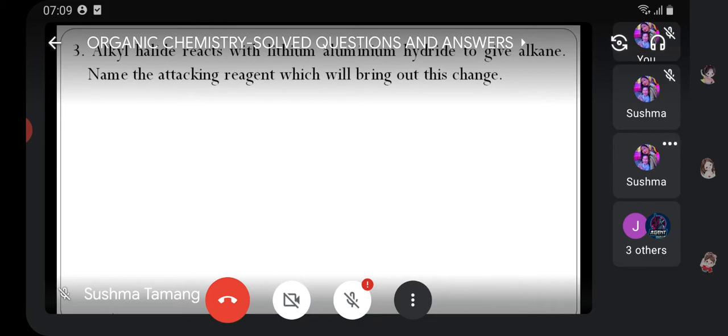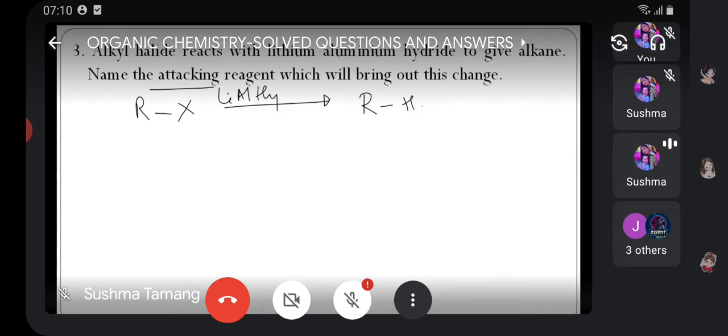Then next is alkyl halide, which reacts with lithium aluminium hydride. So what is alkyl halide? Alkyl halide reacts with lithium aluminium hydride to give alkane as a product. Now the question is, name the attacking reagent which will bring out this reaction. You are asking what the attacking reagent is.